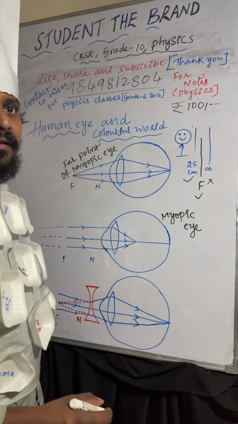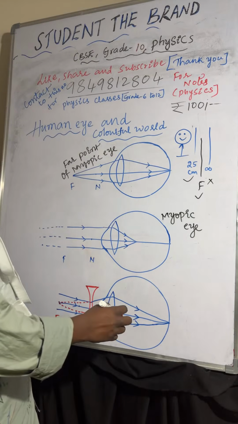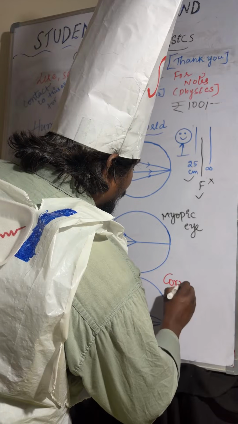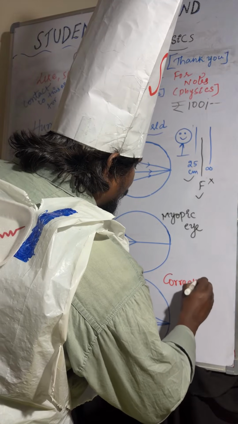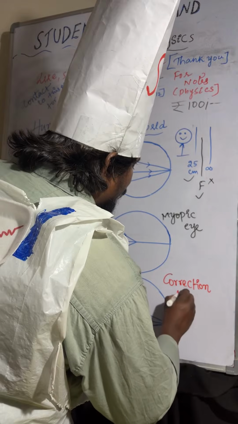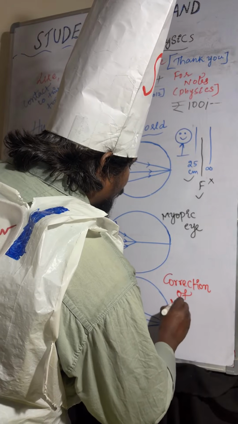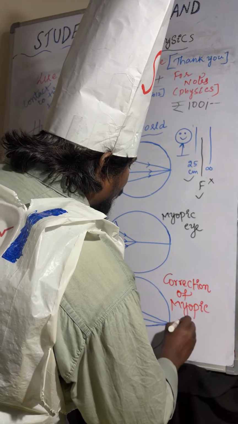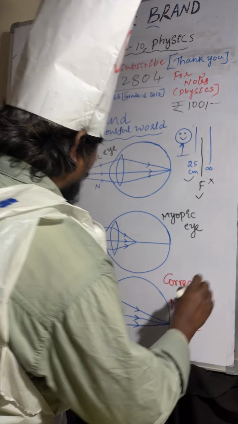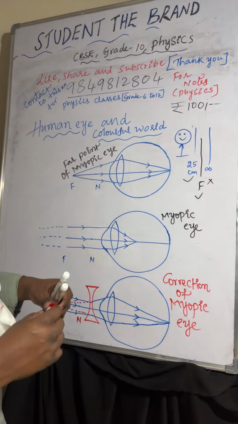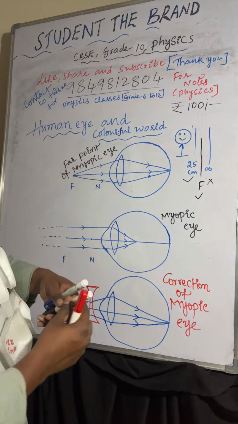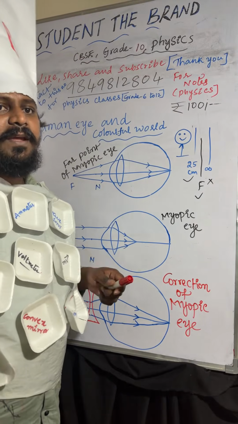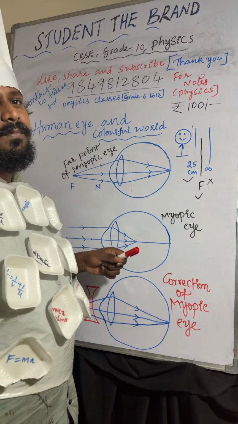So what is this diagram? Correction of myopic eye. Okay, so check once. So is it correct or not? Far point of myopic eye.